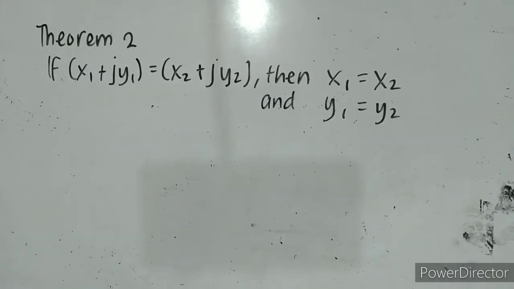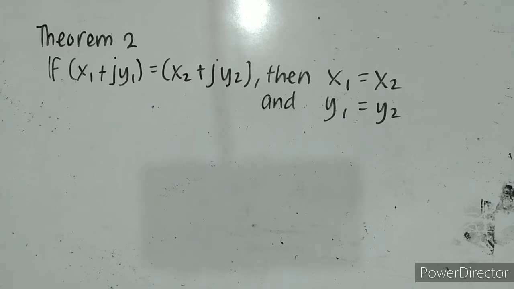This time we will discuss Theorem 2 of complex numbers. Theorem 2 states that if x sub 1 plus j y sub 1 equals x sub 2 plus j y sub 2, then x sub 1 is equal to x sub 2 and y sub 1 equals y sub 2.